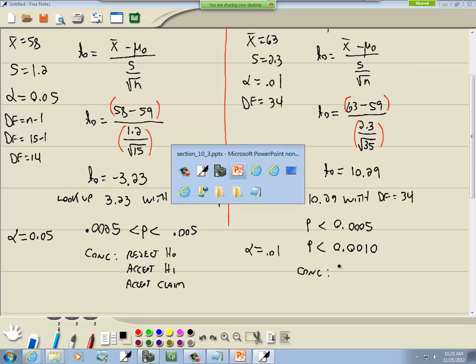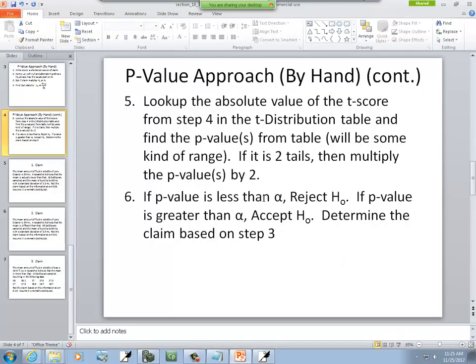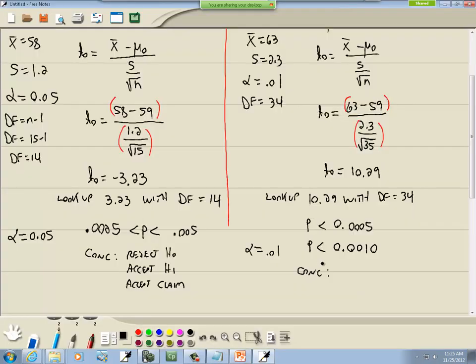Then alpha is greater. So p-value is less than alpha. It says reject H naught. So we'll reject H naught. And that means we'll accept H1. Now books will not use the word accept. They'll use do not reject. And since H1 matches our claim, we'll accept our claim.